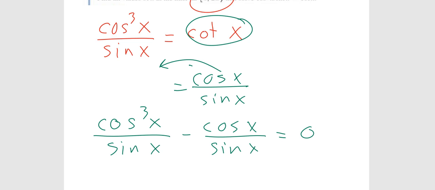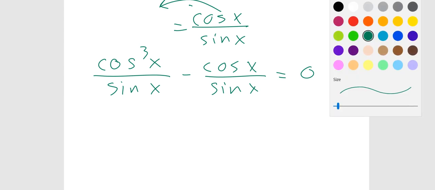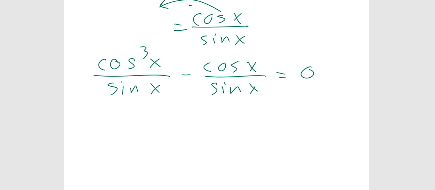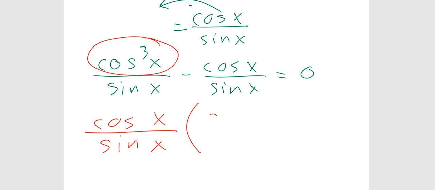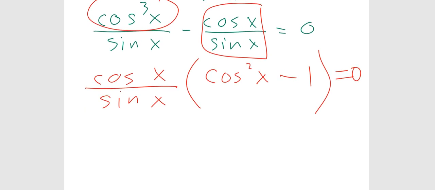Are you with me so far? Do you see something common that you can pull out of these? We could pull a cosine out of the top and what out of the bottom? Sine. So I'm actually going to have cosine x over sine x. And then what would I be left with here? Cosine squared x. And what are you left with here when you pull the whole thing out? 1, right? So far, are we looking okay?